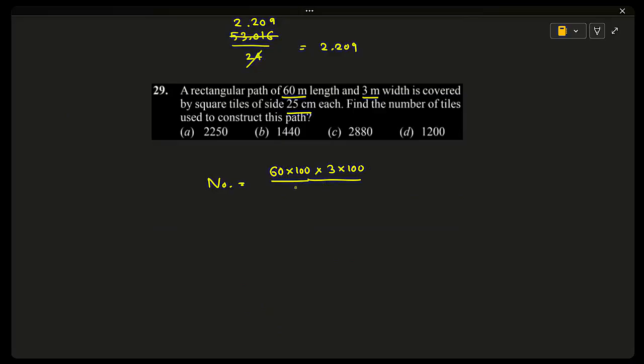So square tile side is 25. So area is 25 into 25. Now we can get the answer. 25 fours are 100. 25 fours are 100. 60 into 3 is 180. And 180, 18 into 16, 180, 48. That is 228. 288, sorry. 288, 0. That is 2880. That is option C. That many tiles are required. 30.